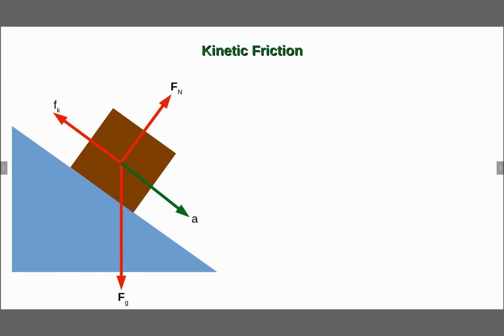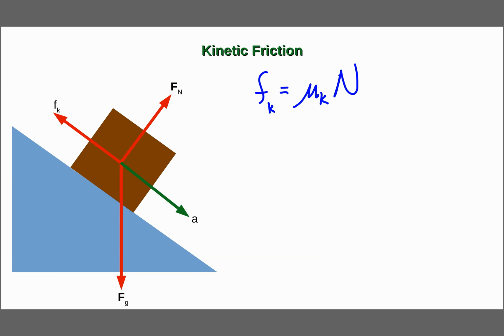So let's look first at kinetic friction. And this is occurring when one surface is sliding along another surface. So like we said, the friction is always opposite the direction of motion. So in this case, I have an acceleration that's going down the ramp. So my force of kinetic friction is pointing back up the ramp. The magnitude of kinetic friction is mu sub k times n, the normal force.